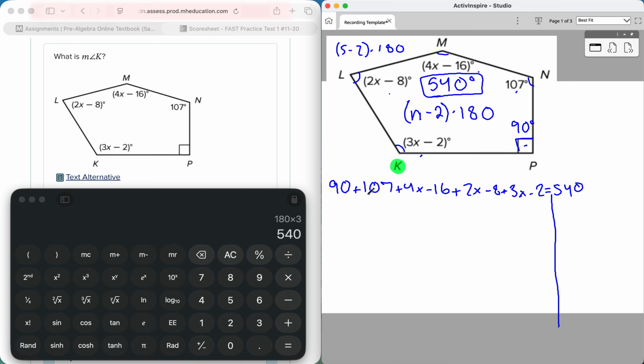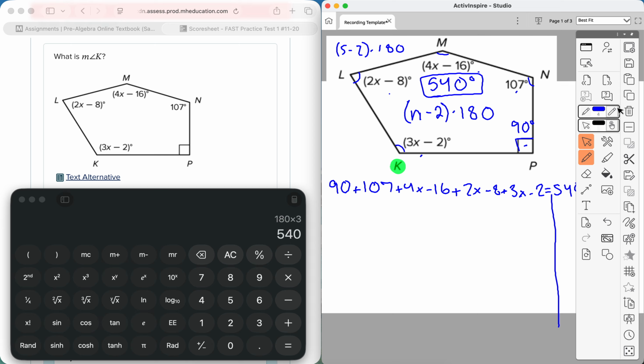Okay, so this is every angle: 90, 107, 4x minus 16, 2x minus 8, 3x minus 2. And they're all connected with plus signs in the equation. To make things easier, you can highlight your like terms: 90, 107, negative 16, negative 8, negative 2. And then I'd also highlight my ones with variables: plus 4x, plus 2x. It's good to try to highlight the sign before them so that you remember that that is a part of that number. So now I'm going to add up all the green ones.